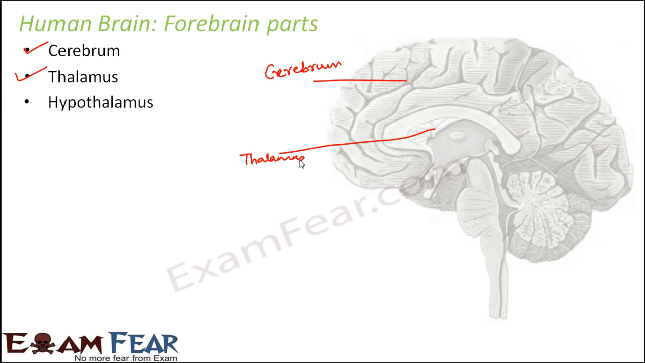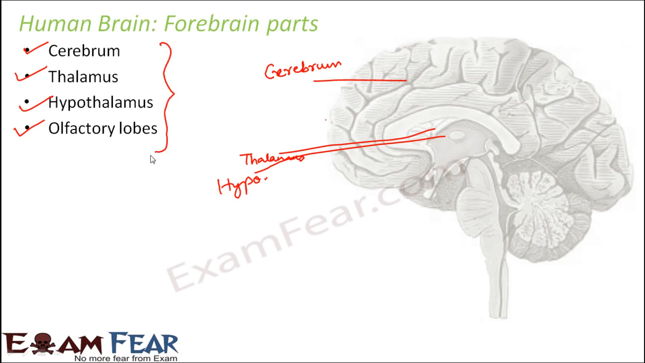Below the thalamus you have the hypothalamus. And the olfactory lobes. The olfactory lobes are present towards the back side of the brain, not this side, the other side, which is not visible from here. All these parts together form the forebrain. However, the cerebrum is the most prominent part and the most developed part as well.